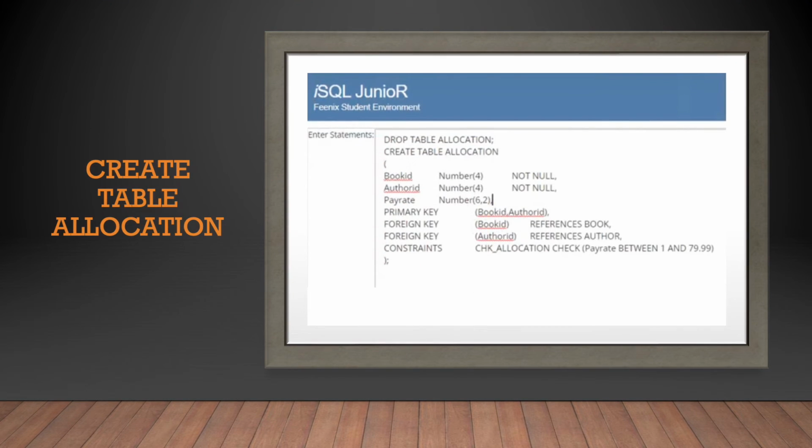This is the allocation table that we created. It is a weak entity. It starts with create table allocation, with column names book ID, author ID, pay rate and their data types. And book ID and author ID should be not null, therefore we use the not null keyword. Then primary key book ID and author ID, therefore allocation has two primary keys. And then foreign key book ID references the book table. Then foreign key author ID references the author table. Finally we use a check constraint to check the pay rate is between 1 and 79.99.